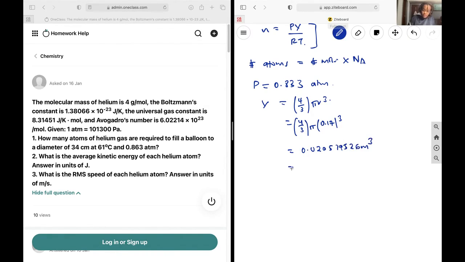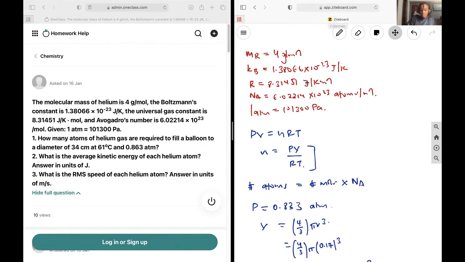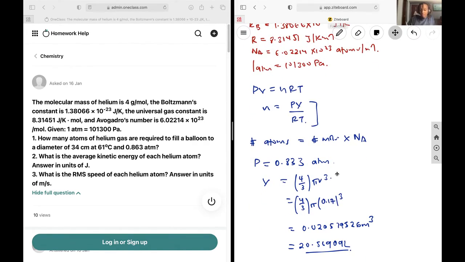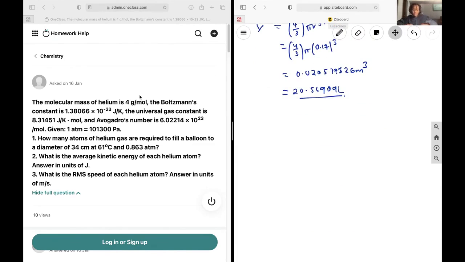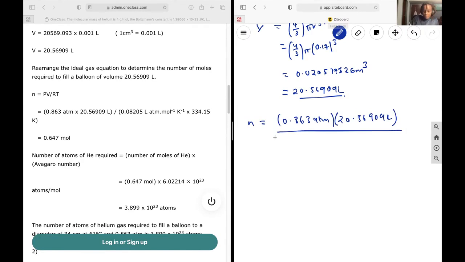0.020579526 meters cubed. And then now let's convert that to liters, and it will become 20.56909 liters. I chose liters specifically because we were given the R value in terms of joules per Kelvin mole, and that will have unit consistency if the pressure is in atmospheres and the volume is in liters. And so if we go about plugging everything into the equation, we will have that n is equal to 0.863 atmospheres by 20.56909 liters over 0.08205 liters atmospheres per mole Kelvin.